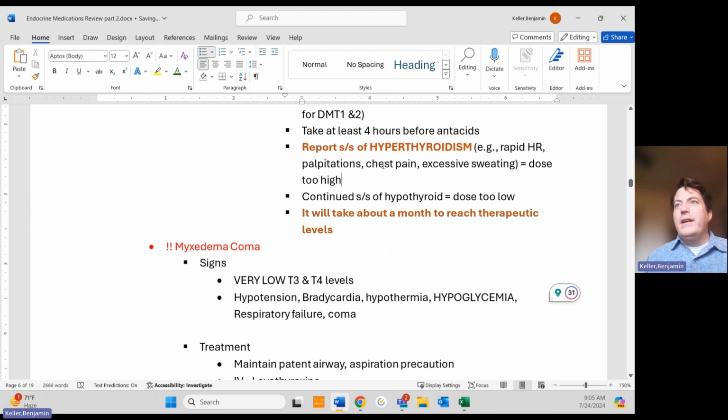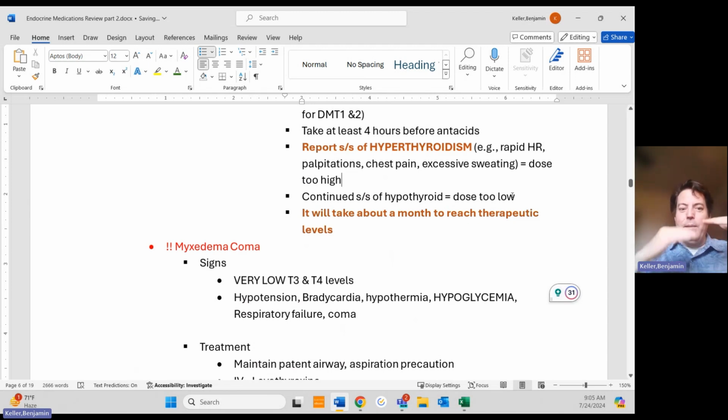They want to report any signs or symptoms of hyperthyroidism, because that means we probably gave them too much. That's going to be rapid heart rate, palpitations, chest pain, excessive sweating. It means the dose is too high, because now they have hyperthyroidism. And then we also want to monitor for signs and symptoms of hypothyroidism that are continuing, because that means we probably haven't given them quite enough.